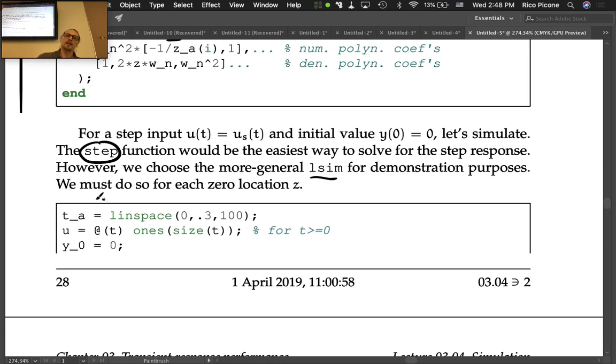So let's define a linear space, a time array from 0 to 0.3 seconds, 100 points. So this is time. And I'll define the input to just be 1 at every value of time. Okay? So that's what this does. It defines there to be a 1 at every value of time. So that gives us the input at each time value, which LSIM requires that you give it the input at each time step. And then the initial condition is 0.